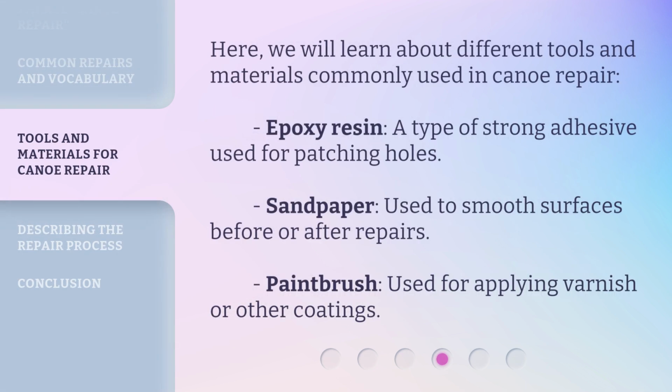Here, we will learn about different tools and materials commonly used in canoe repair. Epoxy resin, a type of strong adhesive used for patching holes. Sandpaper, used to smooth surfaces before or after repairs. Paintbrush, used for applying varnish or other coatings.